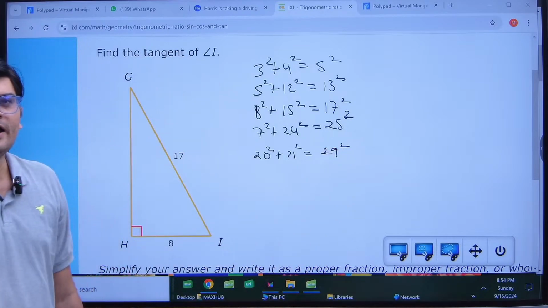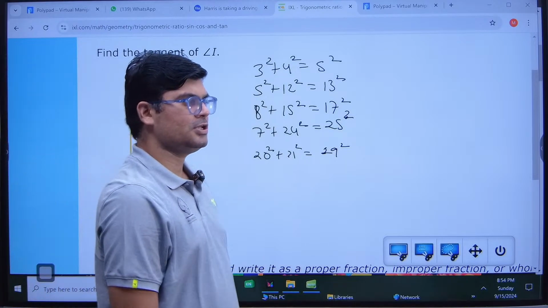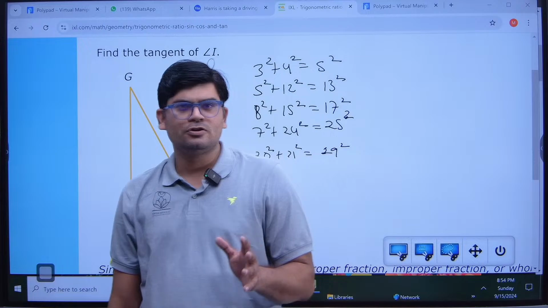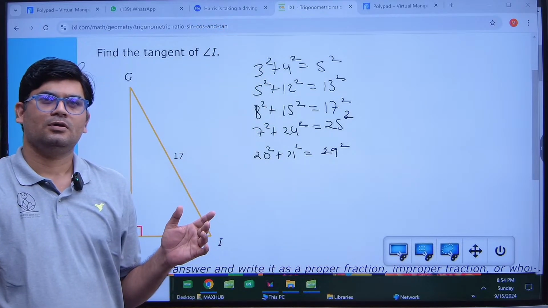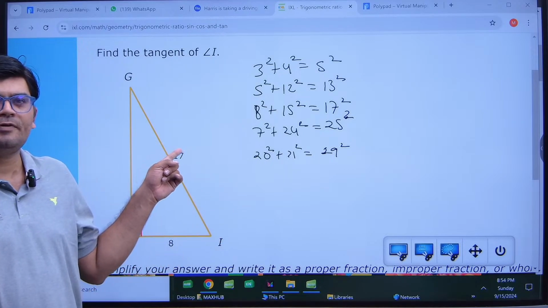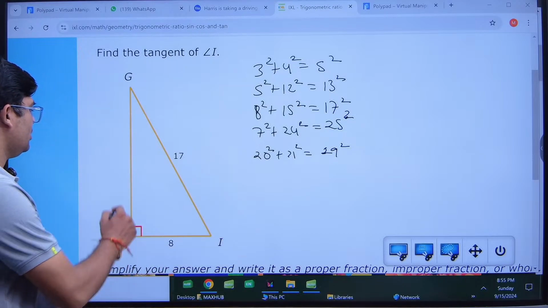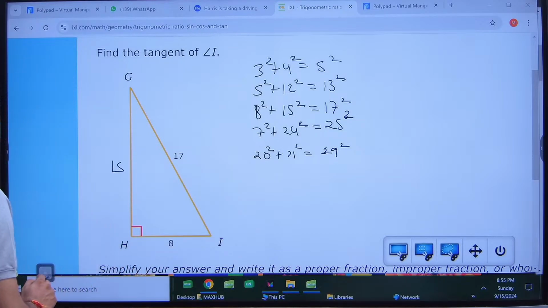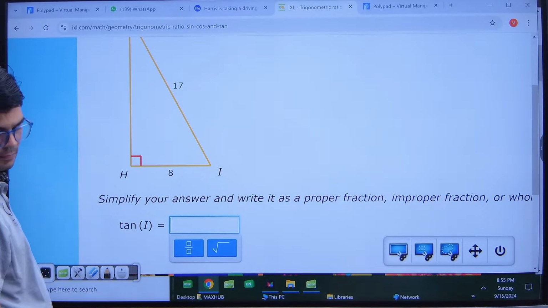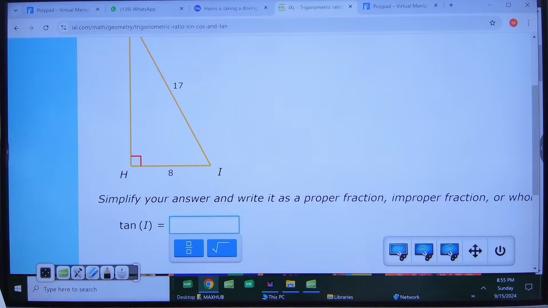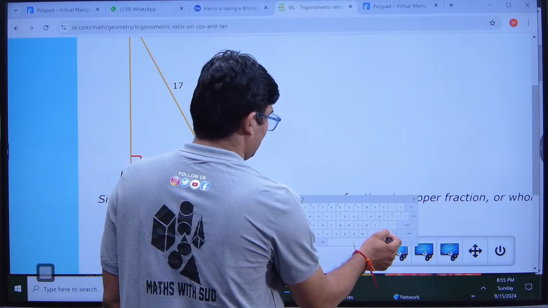Alright. Now why am I asking you to remember this? Because out of 100 questions, probably 80 to 90% of the questions are based on these Pythagoras triplets only. So as soon as you see the hypotenuse as 17 and one side 8, the other number should be 15. Did you get that? Yes, sir. So if this is 15, tell me what is tan of I? So tan of I, if that's 15, it'll be 15 by 8. Wonderful. It will be 15 by 8.